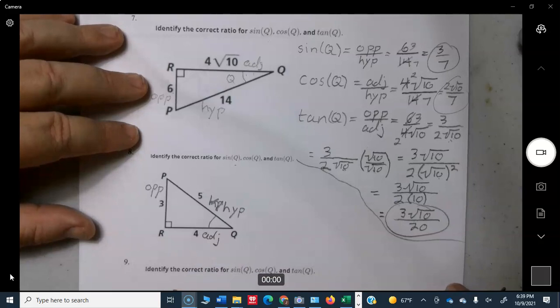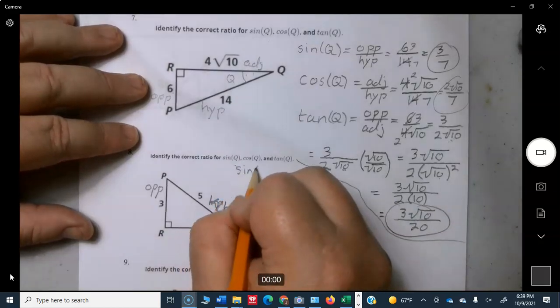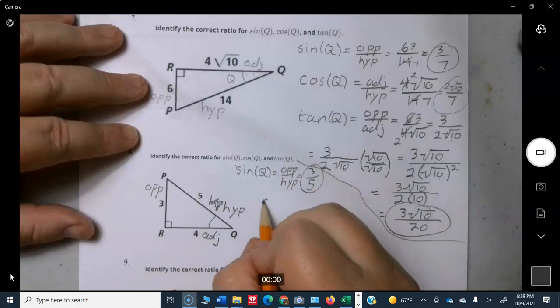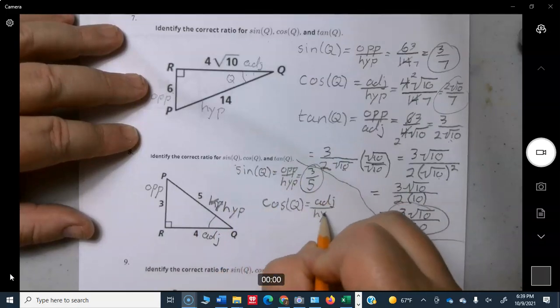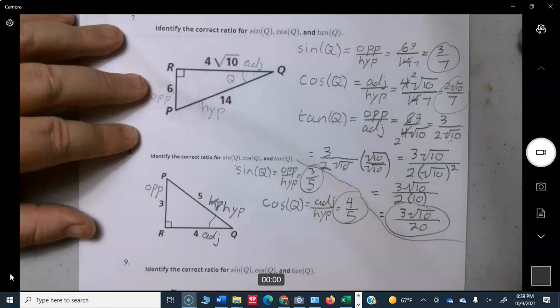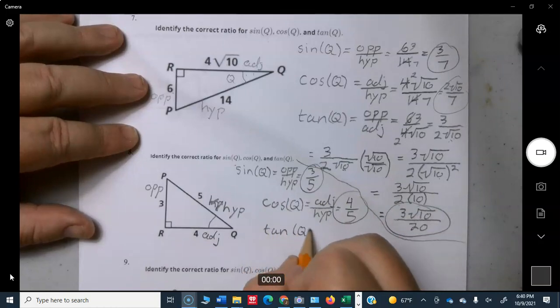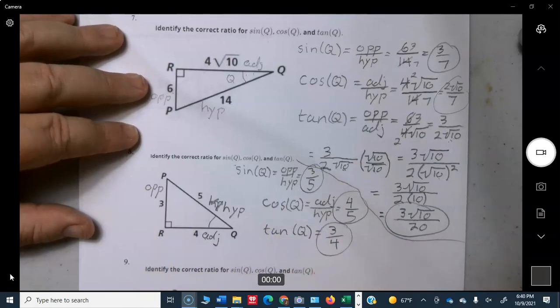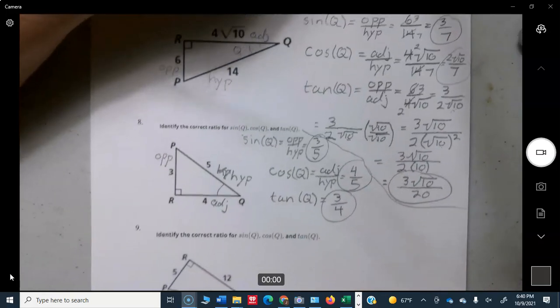Okay? Alright, so let's go. Sine. Okay, 3 over 5, you can't reduce that any further. Cosine. Okay, can't reduce that any further. And tangent, that's opposite over adjacent. Can't reduce that any further, so that's your final answer.